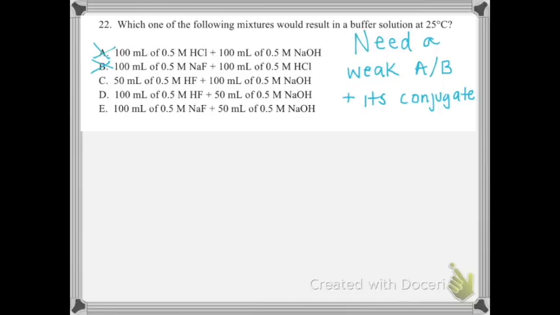Okay, for C, we have a weak acid. We're mixing it with a strong base. And so again, we'll have to see what remains after the two of them react. So we have HF plus, and I'll just write OH minus for the strong base. And they react to form water and fluoride ions.